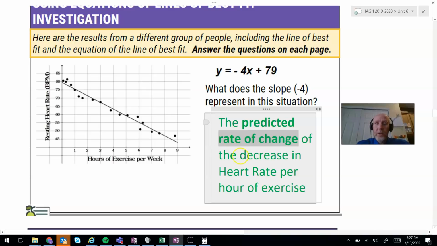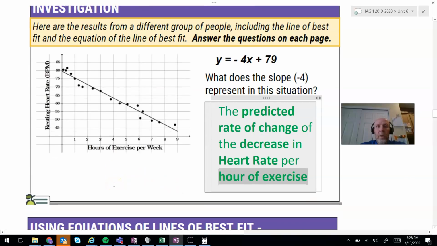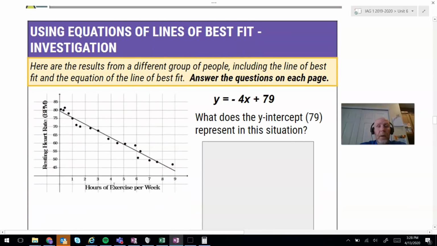And this one in particular is a decrease because it's negative. And then it will always be the rate of change of the y variable per the x variable. The y variable in this situation was the heart rate, and the x variable was the hours of exercise. Okay, we'll talk a little bit more about that in a minute here. But that's another thing we can do with the equation of a line of best fit.